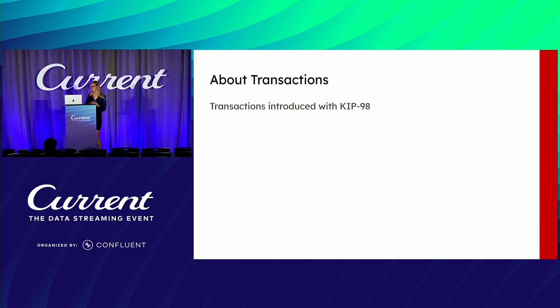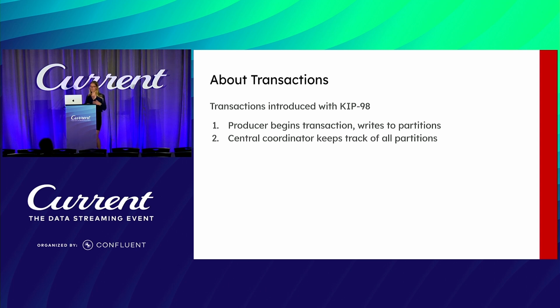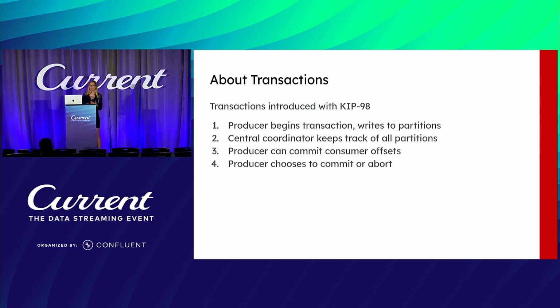Well, transactions were introduced to Kafka with KIP-98, and a high-level idea of how it works is that your producer is going to begin the transaction and start writing to the partitions that it wants to write to. And there is a central coordinator that keeps track of all these partitions. Producer can also commit consumer offsets. Maybe if you're reading from something and doing some processing, you want to commit the offsets that you've read. And the producer then can choose to commit if everything looks good or abort if there was some issue and you need to roll back. Once the producer has made the decision, the coordinator is the one who sends all the markers to the partitions to complete the transaction and either commit it or abort it.